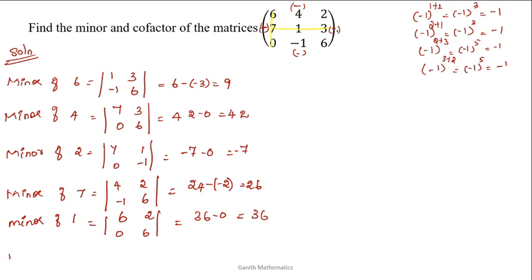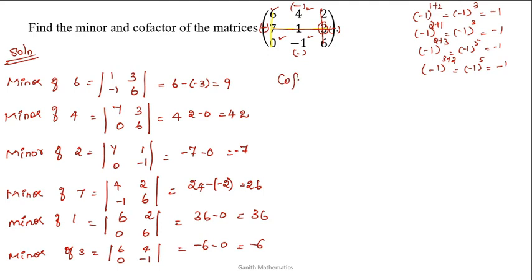Then minor of 3. You just eliminate the corresponding row and column, right? You'll have 6, 4, 0, minus 1. So when you find the determinant, it will be 6 into minus 1 is minus 6, minus 0, it is minus 6, right? And now we will find the cofactors.